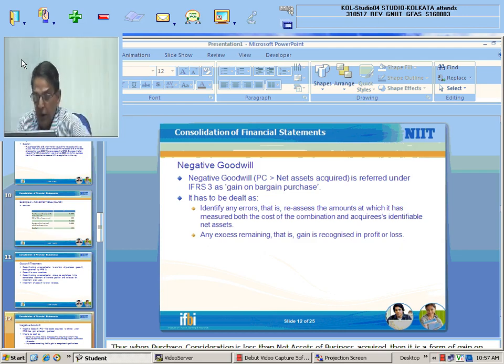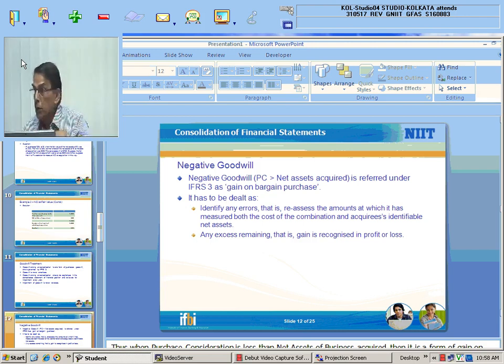So when purchase consideration is less than the net assets of the business acquired, then it is a form of gain on purchase. It can be seen in real scenarios when the business acquired is a sick business. That is why it is called negative goodwill. But as I told you, we have to first identify any errors, that is, reassess the amounts at which it has been measured, both the cost of the combination and the acquiree's identifiable assets, and any excess remaining, that is gain, will be recognized in the profit and loss account in the year of acquisition.